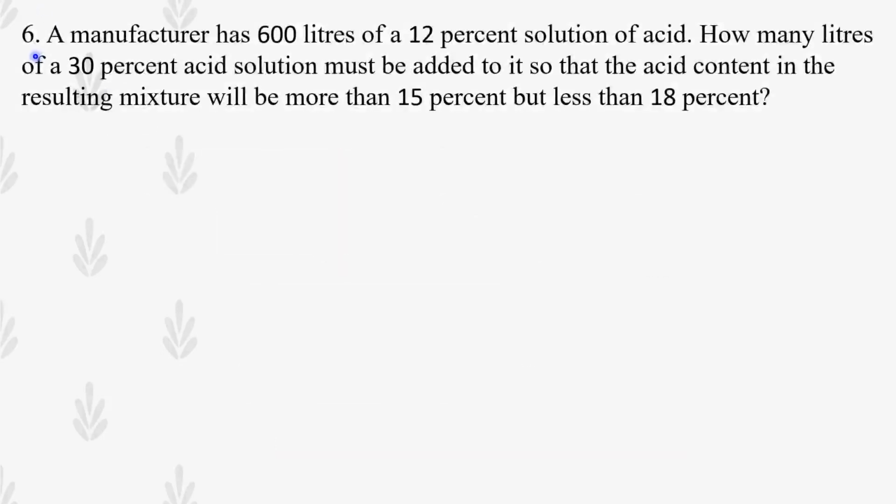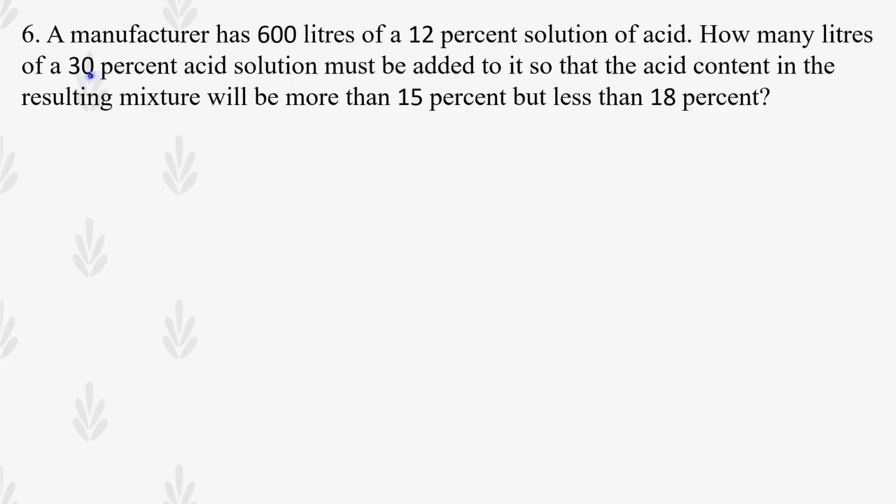Next we are going to see the sixth sum. A manufacturer has 600 liters of a 12% solution of acid. So ஒரு manufacturer கிட்ட 600 litersல 12% of acid content இருக்கிற மாதிரி ஒரு solution இருக்கு. How many liters of a 30% acid solution?